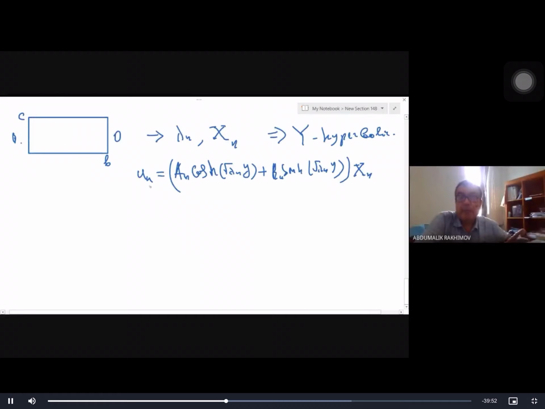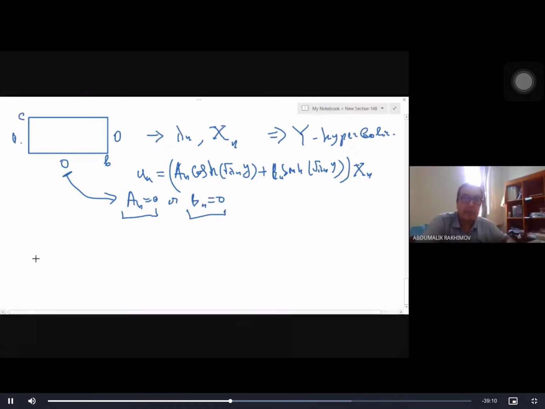Then using this boundary condition here, you can find that an equals 0 or bn equals 0. It depends on this boundary condition, whether you have derivative or you don't have derivative. If there is no derivative on this additional third zero boundary condition, then an will be 0. Remember, if you have no derivative, then an will be 0. If here you have derivative, then bn will be 0. Then you will simplify your function u. Clear?